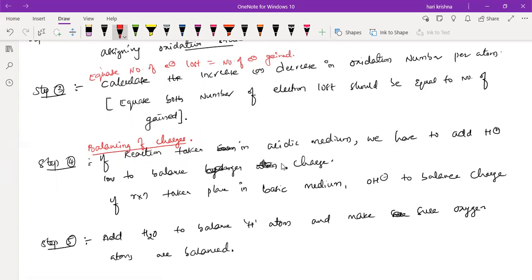In the case of acidic medium, you have to add H plus ions. In the case of basic medium, you have to add the OH minus ions. In the last step, to balance the hydrogen atoms, you have to add H2O water molecules. So any doubts in the steps? These are the 5 steps you have to follow for balancing redox reactions using the oxidation number method. So any doubts in this?